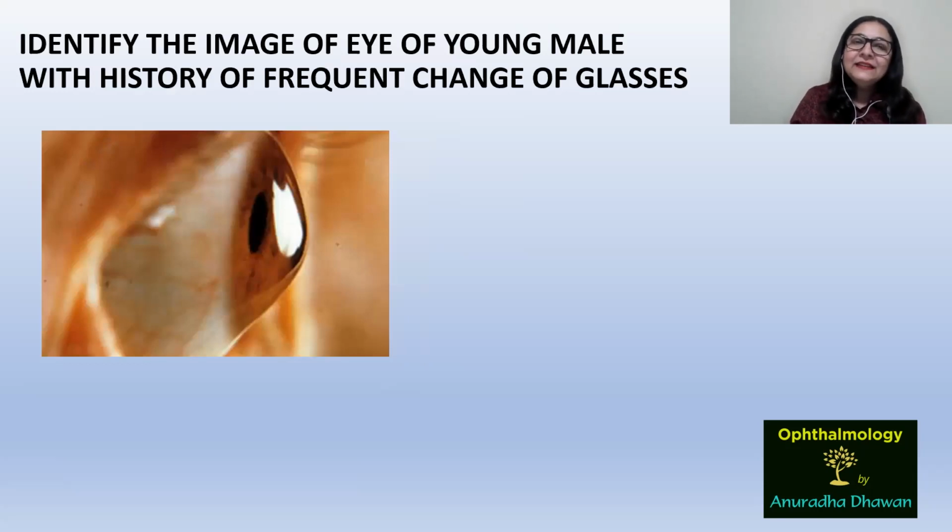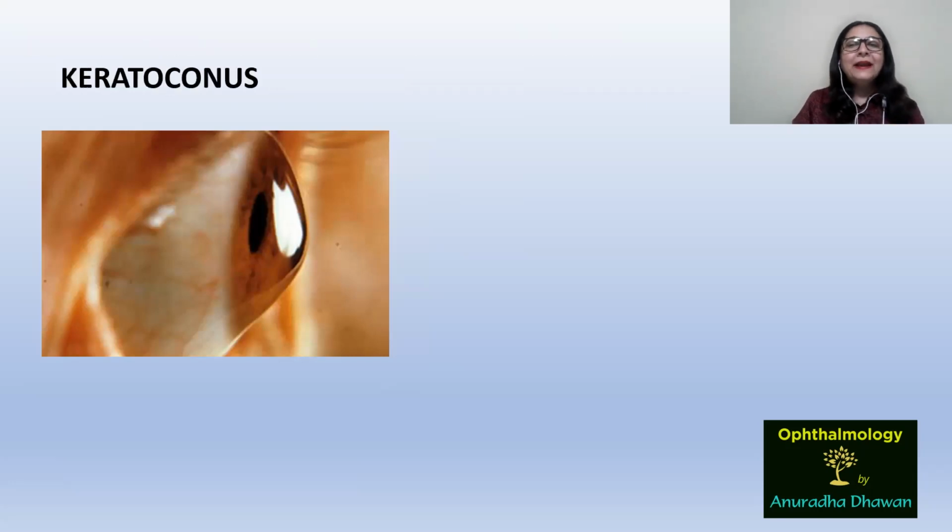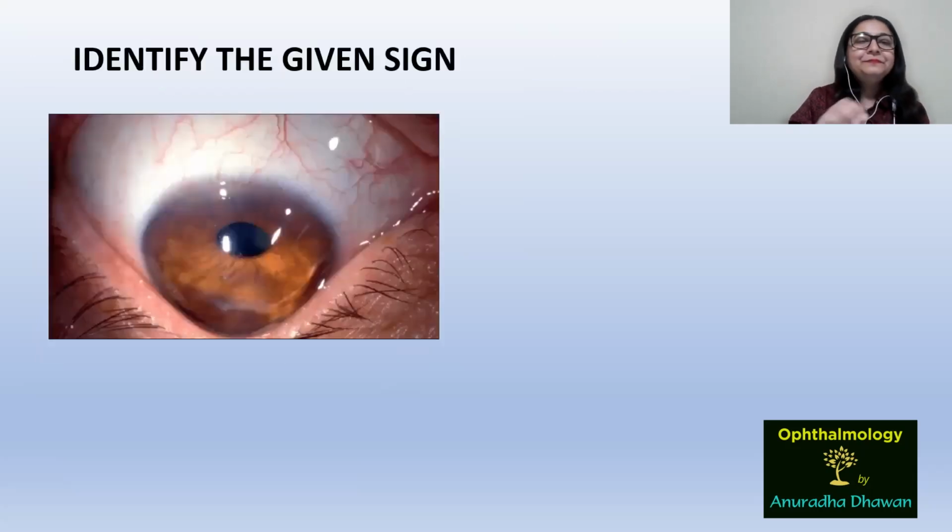Going ahead, identify the image of an eye of a young male with history of frequent change of glasses. Here in the history, the clue has been given to you. A young male with frequent change of glasses means unstable refraction. And in the image, you can see the curvature of the cornea is conical, which has resulted in irregular astigmatism. That is why the patient is requiring change of glasses. So this is an image of keratoconus. Again, a very favorite topic with the examiners, keratoconus.